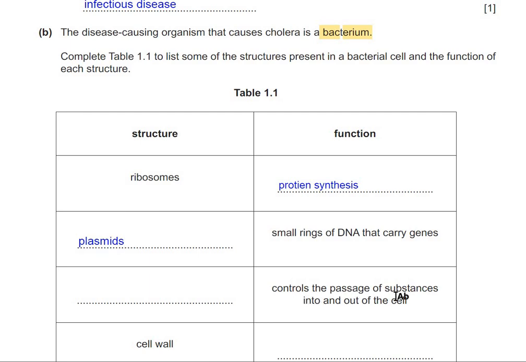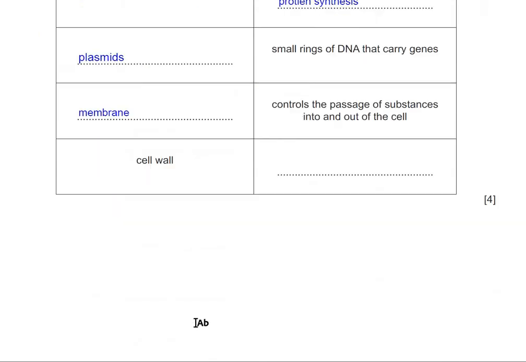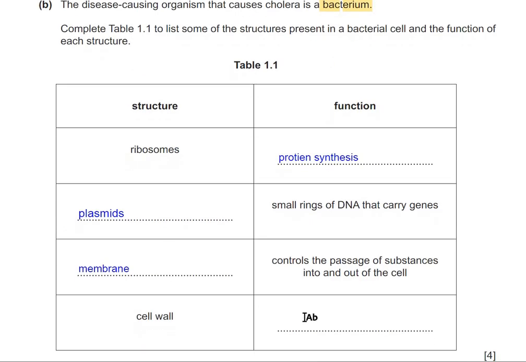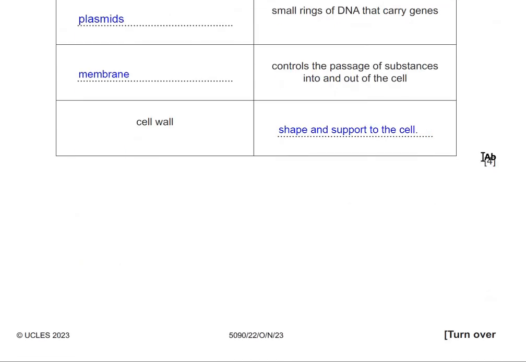Then what controls the passage of substances into and out of the cell? We call it the cell membrane. Then there is the cell wall. What is the function of the cell wall? Obviously, the function of the cell wall is to provide structural support or to provide shape to the cell. Alright, so this gave you 4 marks.